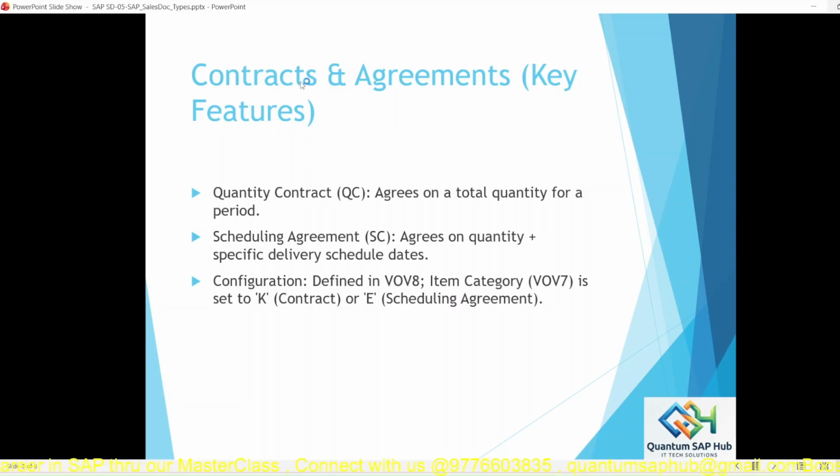Okay, let us go to the contract part, contract and agreement. What is the contract? The contract is a document which is agreed on a total quantity for a total period. But a scheduling agreement agrees on quantity plus its specific delivery schedule dates. Okay.